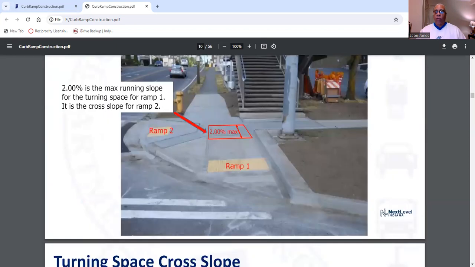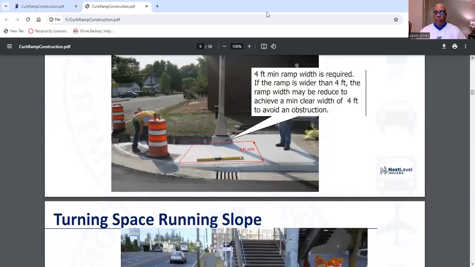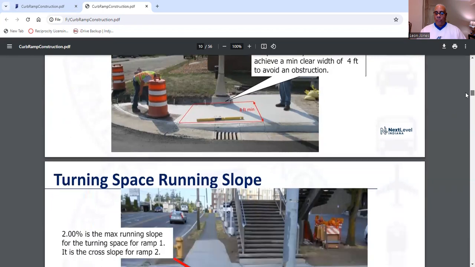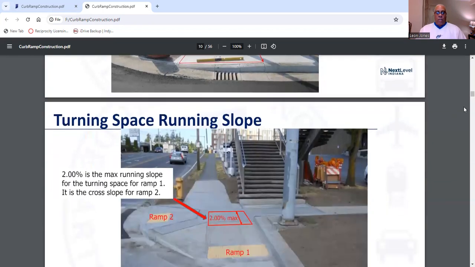Also, turning space running slope. And this is what it looks like. Again, here's your reveal on your curve. A turning space running slope, 2% is the max running slope for the turning space for ramp 1, is the cross slope for ramp 2.